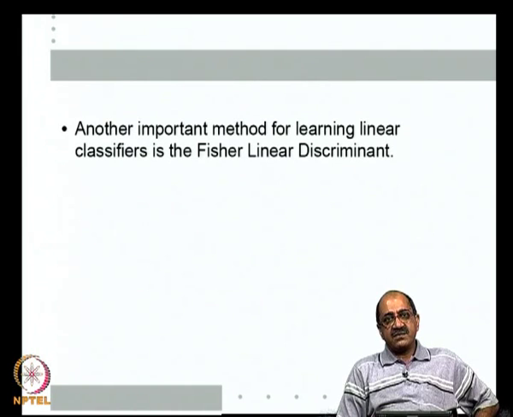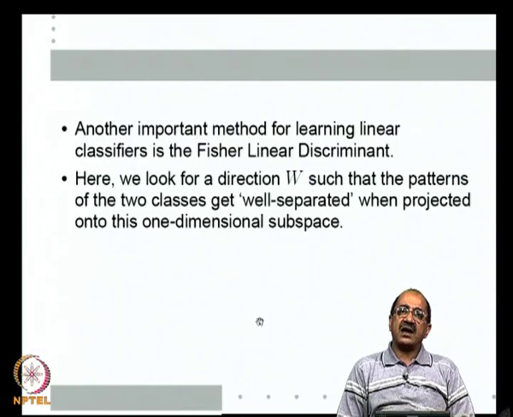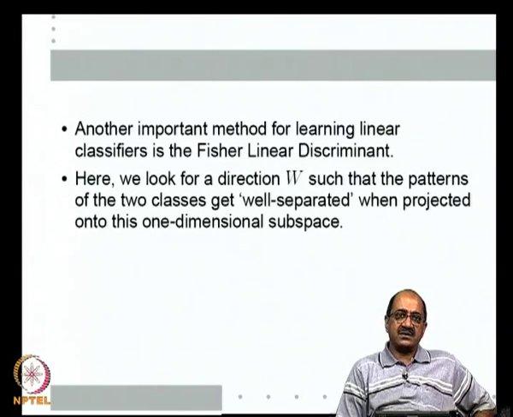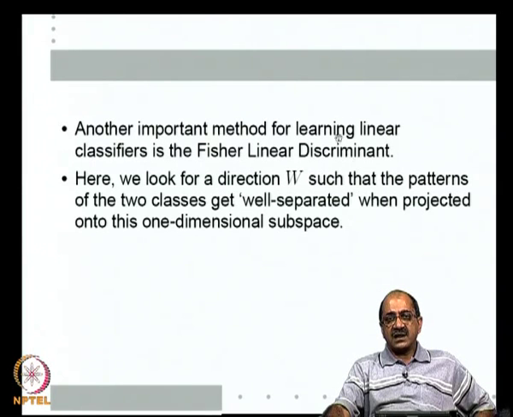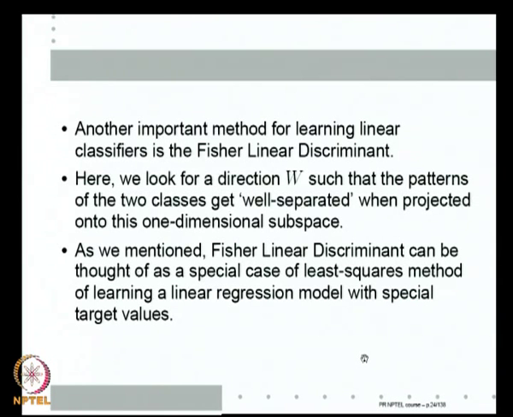Another important method that we considered for learning linear classifiers is the Fisher linear discriminant, where the idea is that we look for a direction w such that when the patterns of the two classes are projected onto this one dimensional space represented by w, then the two classes are well separated. Well separated in the sense that the distance between means is large relative to the individual variances. Starting with such an objective function, we have seen how to obtain the Fisher linear discriminant, and we also mentioned that the Fisher linear discriminant can be thought of as a special case of the linear least squares method of learning a regression function with special target values.